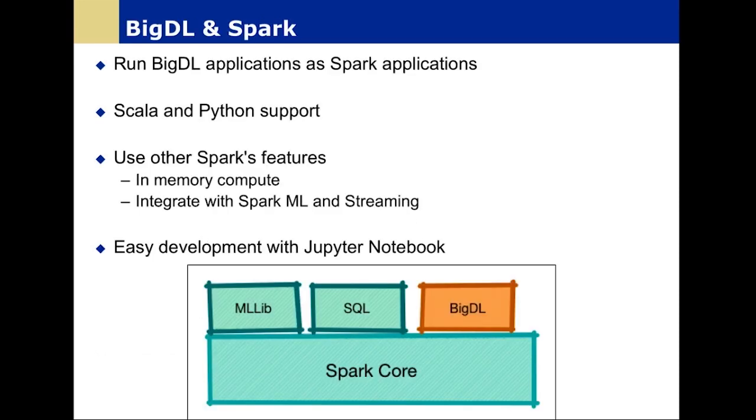BigDL runs as a Spark application, similar to other Spark applications like Spark SQL, Spark MLlib, and Spark GraphX, and other things. It supports Scala and Python. It is natively written in Scala. It uses Spark's other features like in-memory compute on Tachyon and Alluxio, integrated with Spark ML and streaming, and allows us to do easy development with Jupyter Notebook.